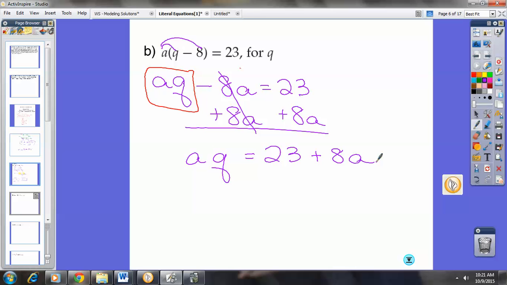Okay, we're solving for q, so we have one more step to go. What could we do next? Savannah? Okay, divide by a.